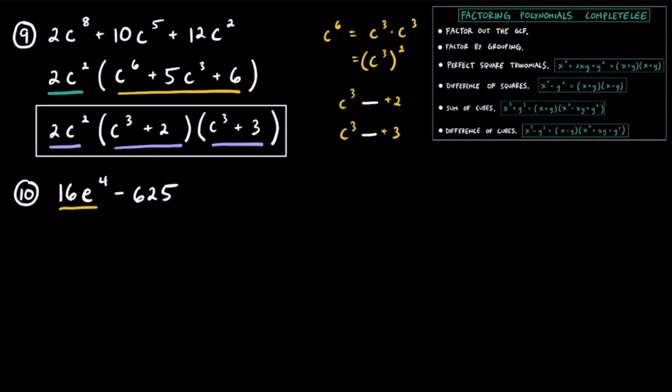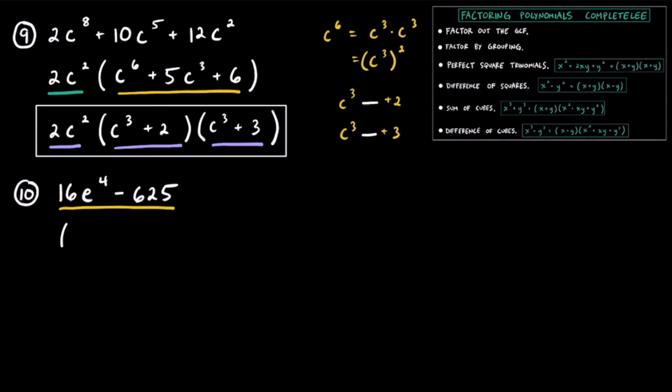So looking at this from the beginning, I see this minus sign. I'm automatically thinking of difference of squares. So the only thing you might need to ask yourself is, is 16e to the fourth power a perfect square? I would say yes. And for 625, is that a perfect square? If you're not sure, check it on a calculator, but I know the square root is 25. So this is indeed a perfect square for both of them, so it's going to be a difference of squares.